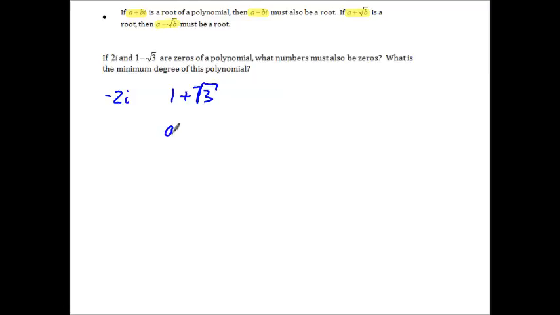So therefore that polynomial must have at least a degree of 4. At least means that the degree could be higher. We don't know that, but we know, since we already found 4 solutions, the degree has to be at least 4. So how can we write equations of a polynomial if we are given the roots?